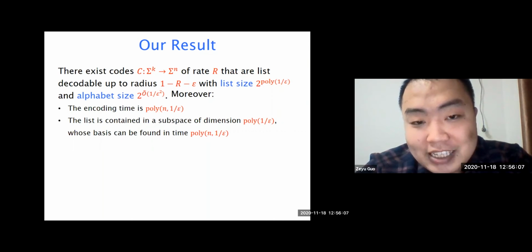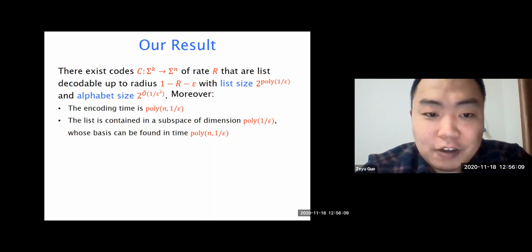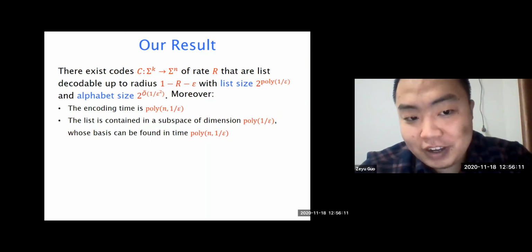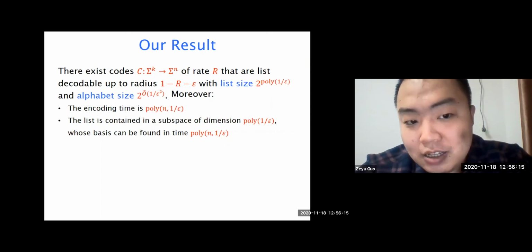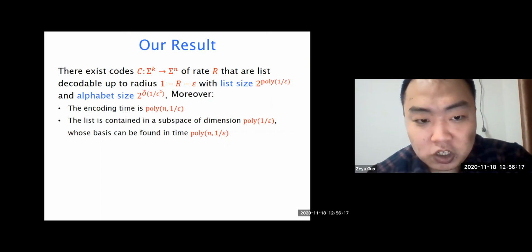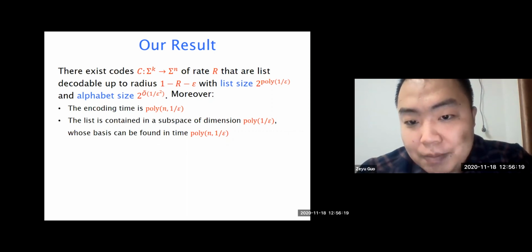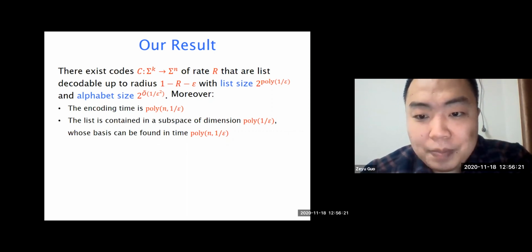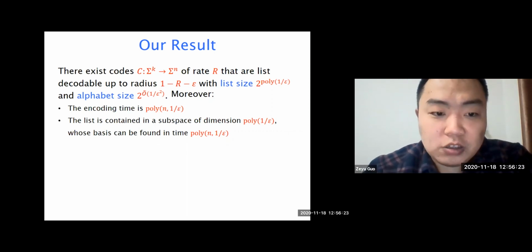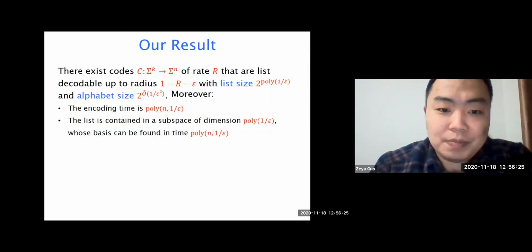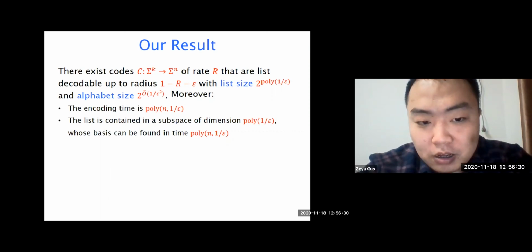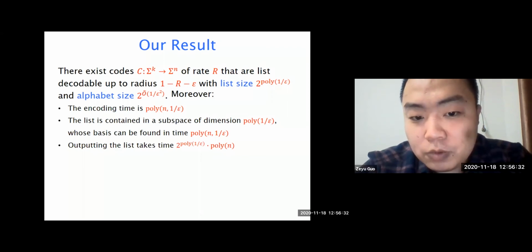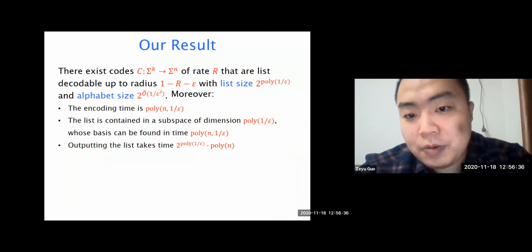So you can think of the space of messages as a vector space over a finite field. Then for any given received word, the list of candidate messages is contained in a subspace of small dimension, bounded by poly 1 over epsilon. And also the basis of this subspace can be computed efficiently. But if you want to compute the whole list, it will take time 2 to the poly 1 over epsilon times poly n.